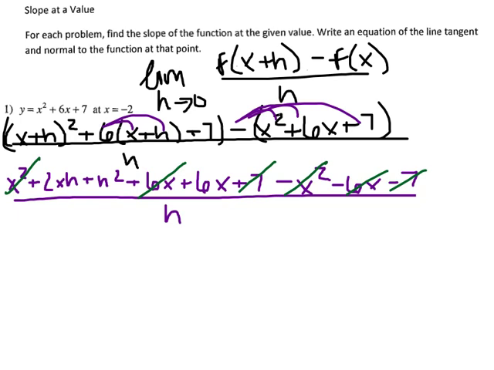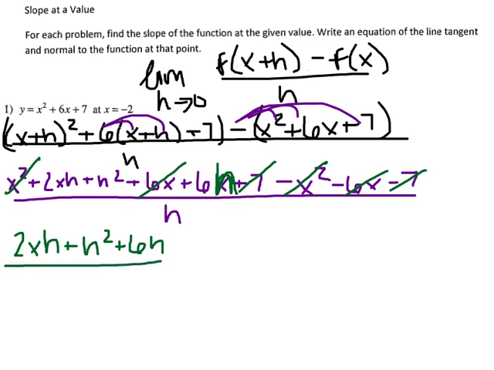So we are left with, oh, you know what I realized? This should be an h again. I'm sorry, you guys. I'm going to pause this, go get some dinner. Maybe you should do the same. Plus h squared plus 6h all over h. We can factor out that h. That's h times 2x plus h plus 6 all over h.